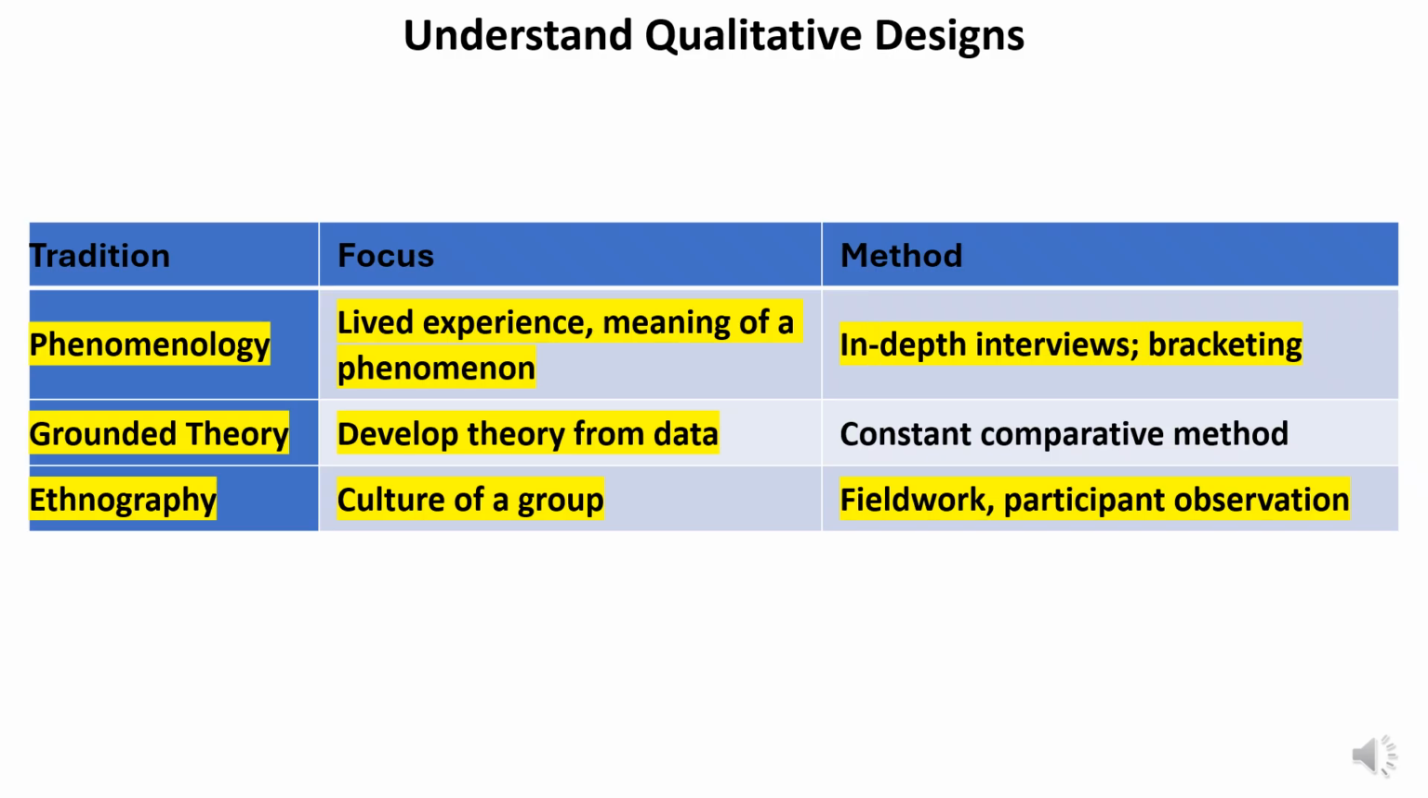Grounded theory aims to develop theory directly from data, relying on the constant comparative method to build concepts upward from participant accounts. Ethnography, in contrast, turns its lens on the culture of a group, immersing the researcher through fieldwork and participant observation to understand shared beliefs, practices, and rituals from an insider's perspective. Each design offers a distinct path to rich, contextual understanding, yet all share a commitment to exploring meaning as it arises naturally from human experience.